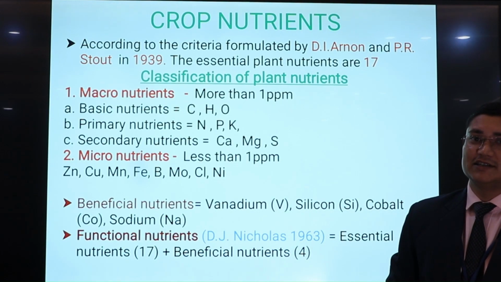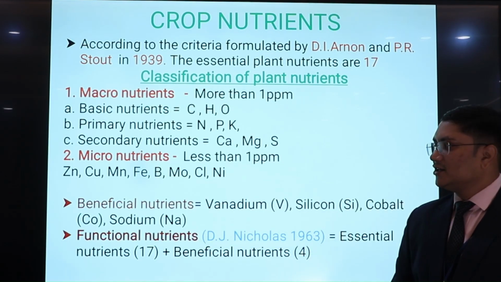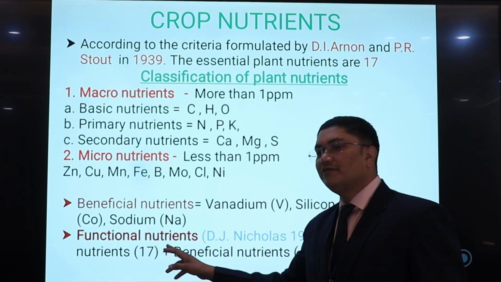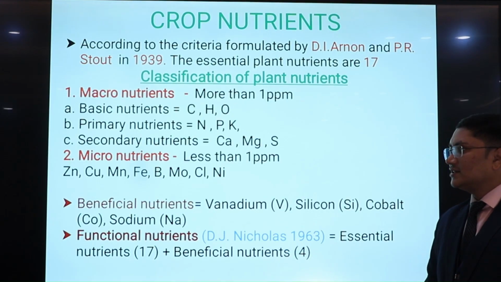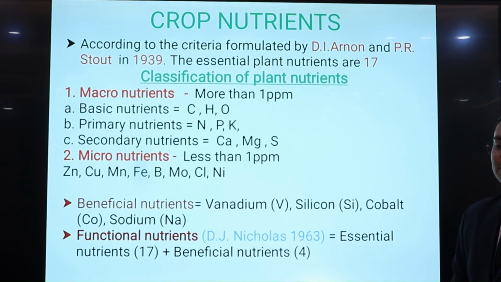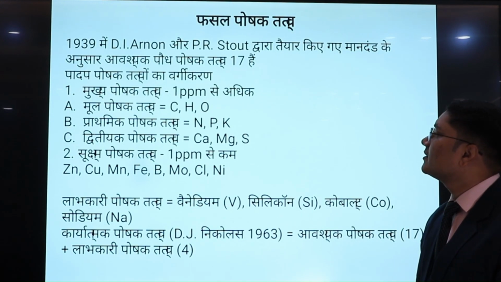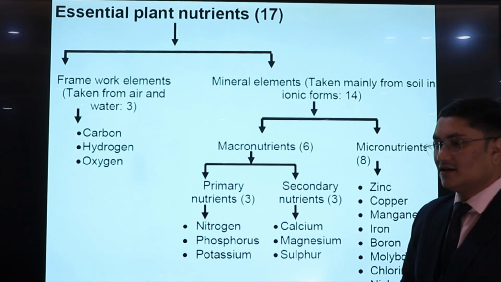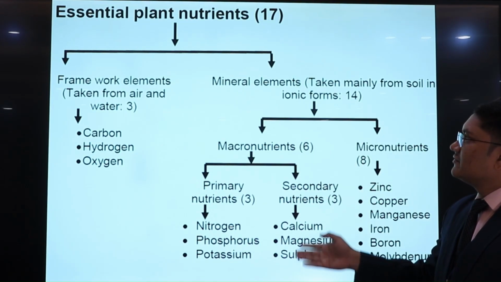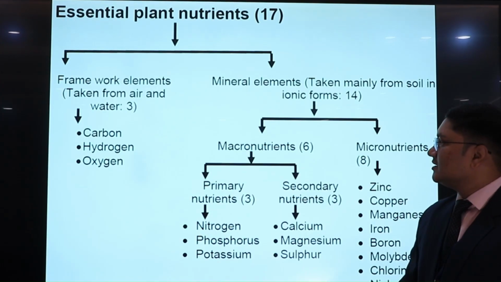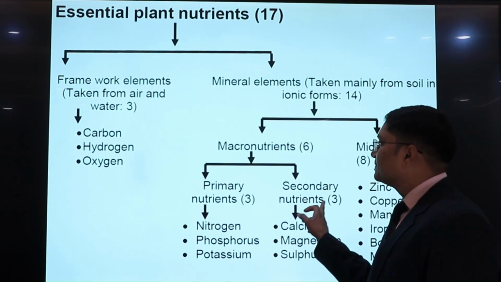So functional nutrients are the 17 essential nutrients plus the 4 beneficial nutrients, and this new term was introduced in 1963 by D.J. Nicholas. This is the classification of the 17 essential plant nutrients which we have already discussed. These flow charts are made for learning purposes only.